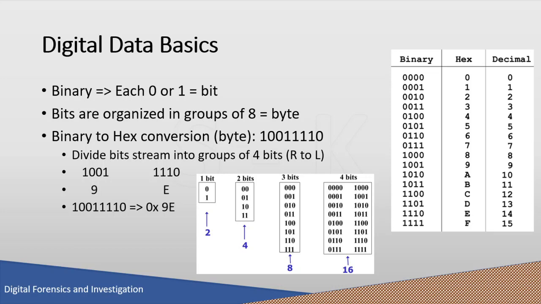For example, if we have a bit string of 10011110, these are 8 bits in total. After dividing them into 4-bit groups, we are left with two groups, 1001 and 1110. The hexadecimal equivalent of 1110 is E, while 1001 is equal to 9. So the hexadecimal representation of this conversion will be 0x9E. The 0x shows that the number is in hexadecimal format.